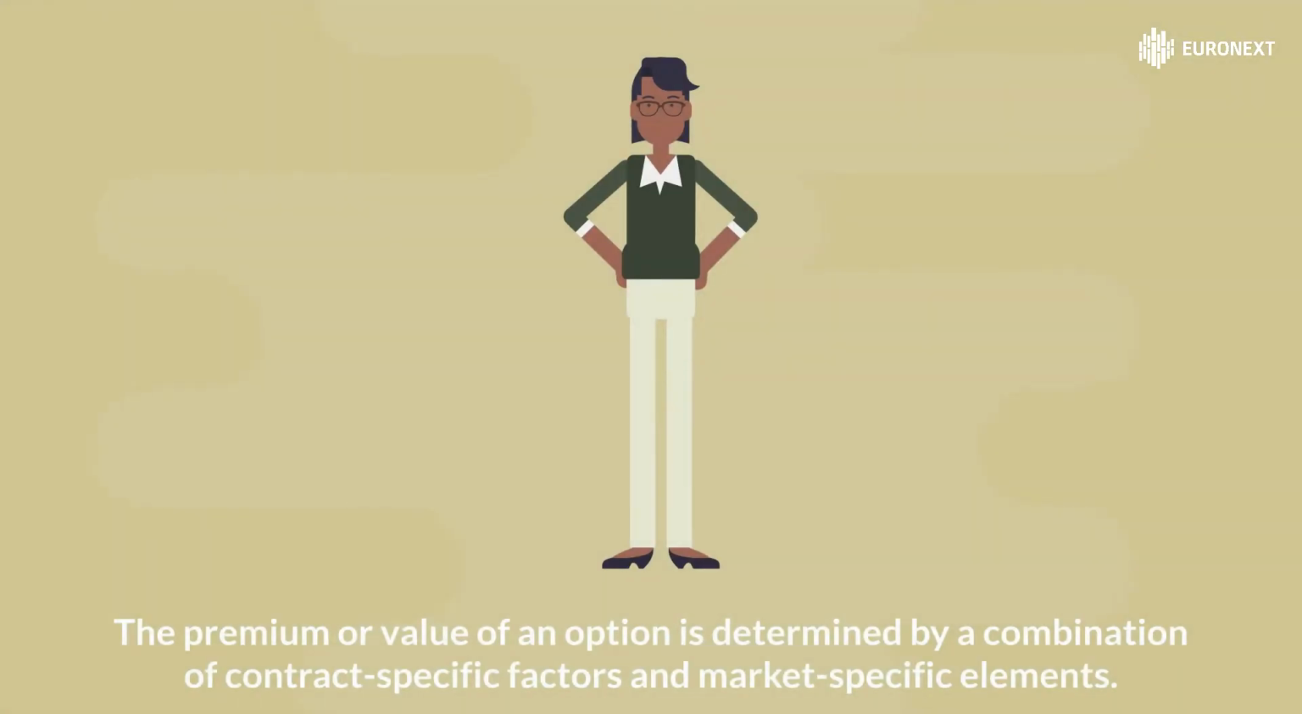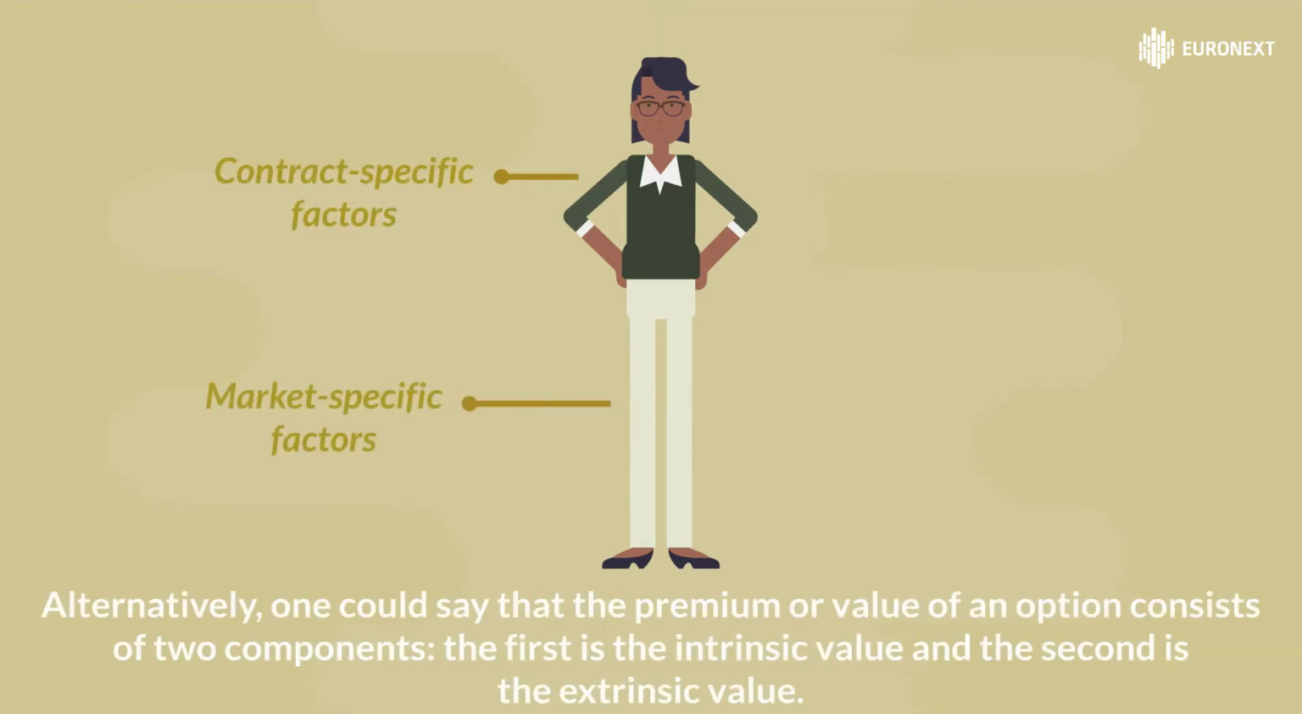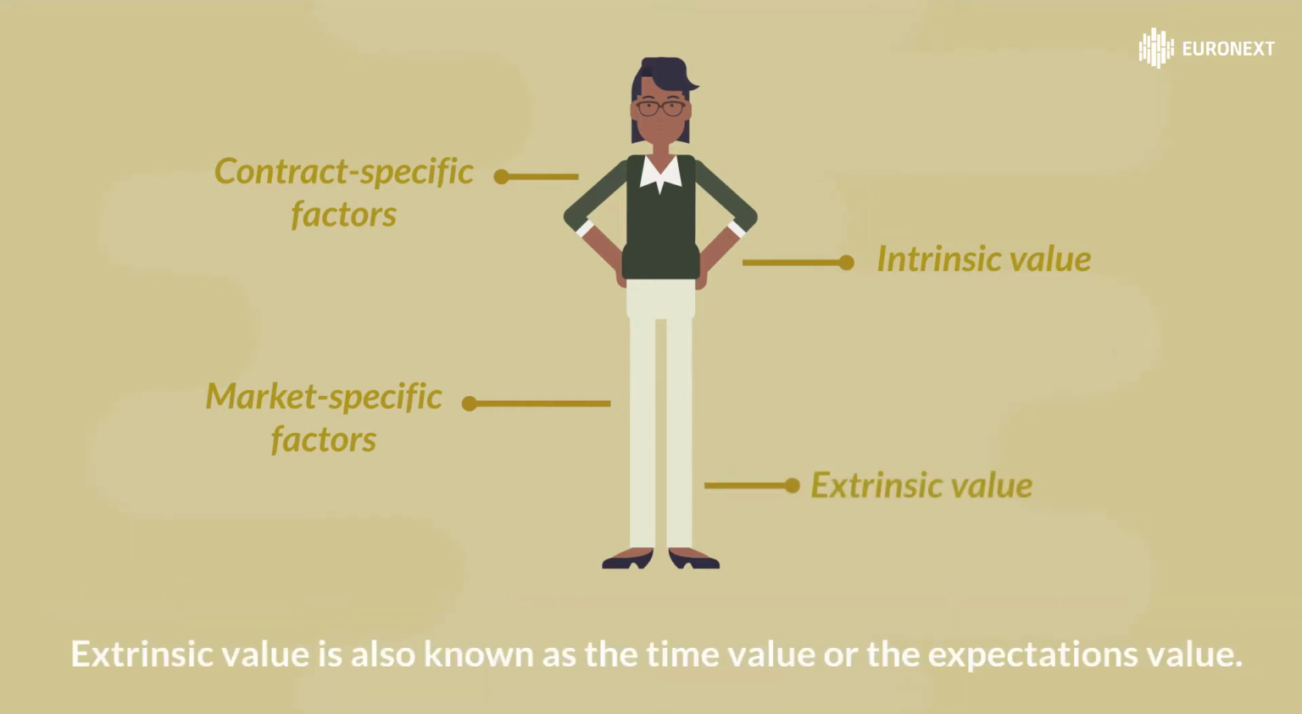The premium or value of an option is determined by a combination of contract-specific factors and market-specific elements. Alternatively, one could say that the premium or value of an option consists of two components. The first is the intrinsic value, and the second is the extrinsic value. Extrinsic value is also known as the time value or expectations value.